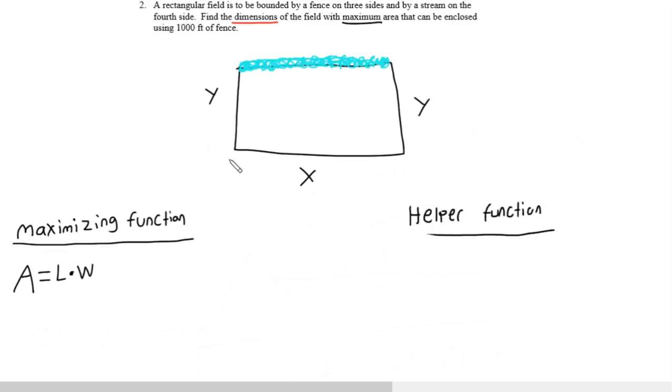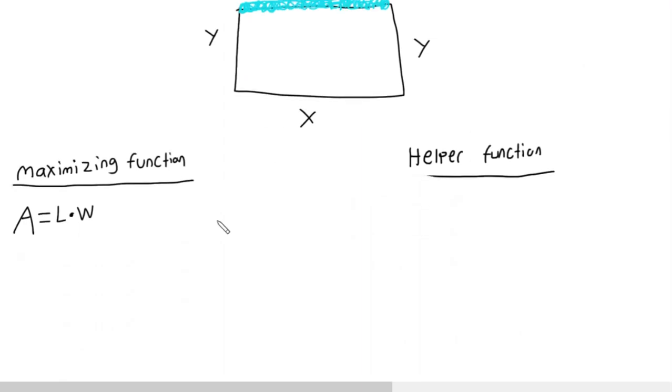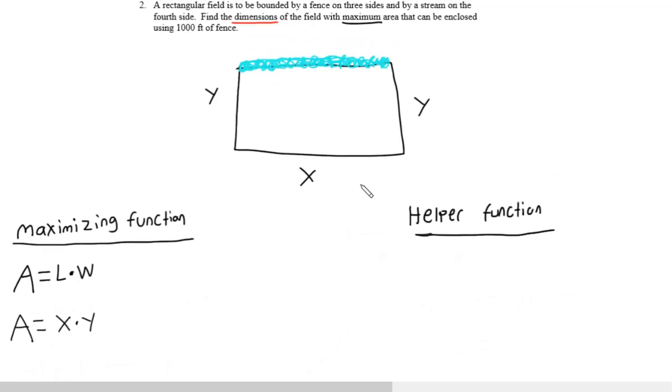Okay, so really quickly. I have A equals length times width. So again, I'm going to write A is equal to x times y. And remember, we're just going to use the helper function. So I have 1,000 equals 2y plus x. I'm just going to run through this really quickly just to show you what I'm talking about. 1,000 minus x over 2 is equal to y. Just some really quick arithmetic right there.